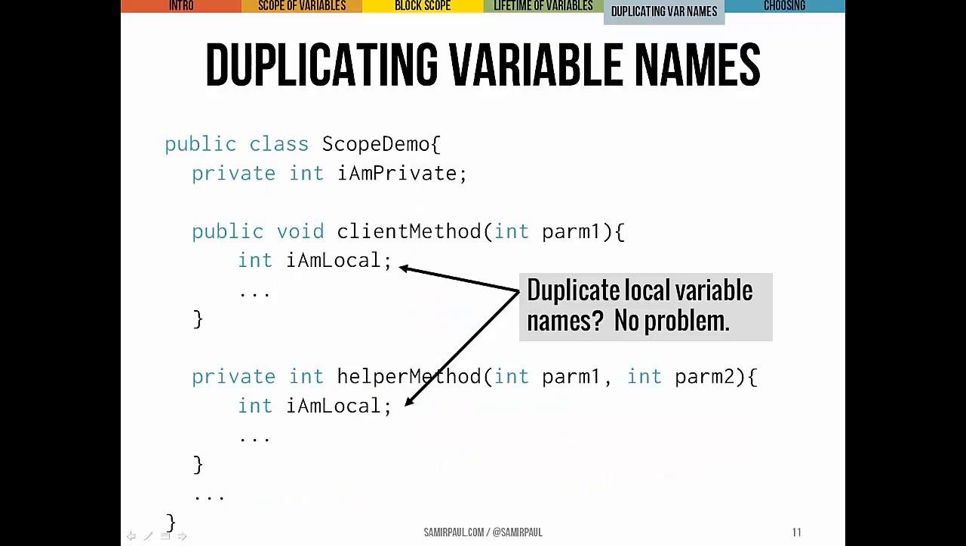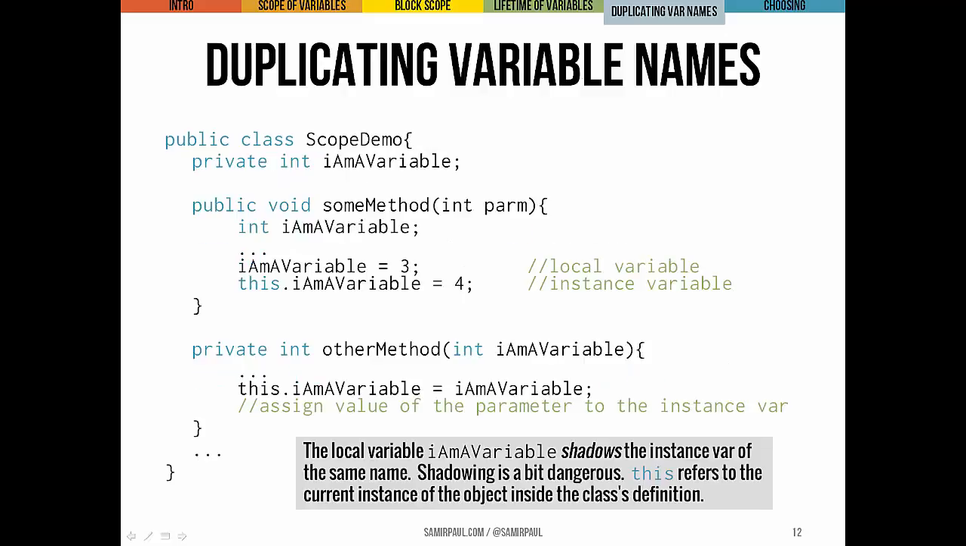Now, because local variables and formal parameters are limited in their scope and their lifetime to a single method, we can use the same name for different local variables in different methods without actually causing any kind of conflict. You can see here in these two methods, clientMethod and helperMethod, we name our local variables both IAmLocal. No problem. You can actually even use the same name for a local variable and an instance variable, as we see here. In ScopeDemo, we've got a private instance variable called IAmAVariable, and we've got a local version of that in the method sumMethod called IAmAVariable.